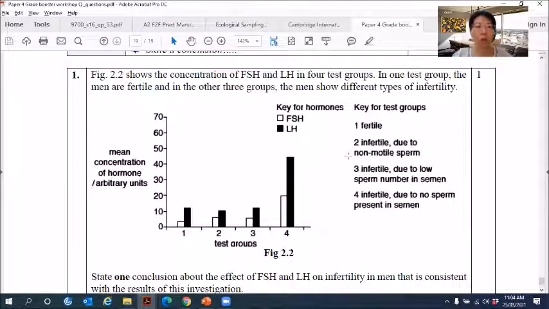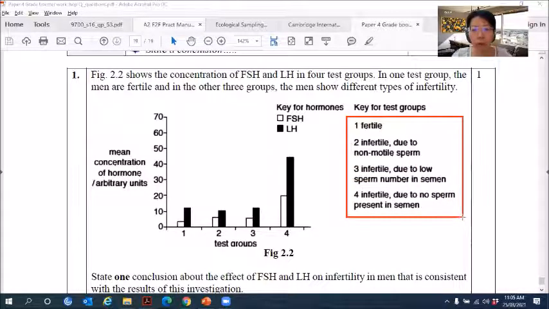Figure 2.2 shows the concentration of FSH and LH in 4 test groups. In one test group, the men are fertile, and in the other 3 groups, the men show different types of infertility. So this graph shows the FSH and LH hormones in the body of the men, who have been divided into 4 groups based on fertility. The 4 groups are indicated very clearly here: group 1, group 2, group 3, and group 4.